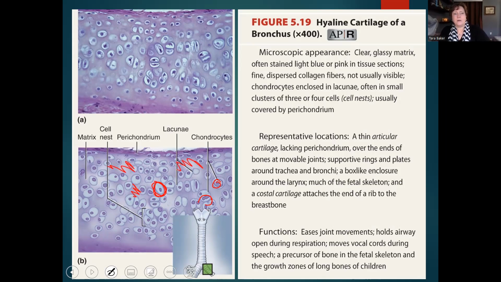And then all the space between these cells is filled with ground substance and densely packed collagen, which you cannot see. Okay. So in this picture, we have chondrocytes, lacuna, and the matrix, which is made up of lots of collagen that you can't see the individual fibers. So it looks like it's clear, but then it's filled with lots and lots of collagen and then some ground substance.